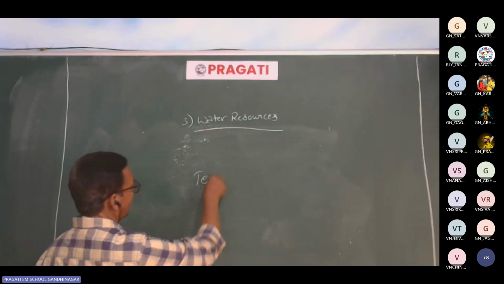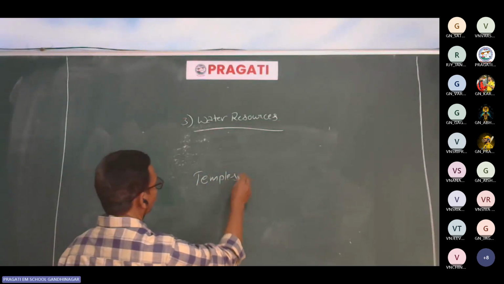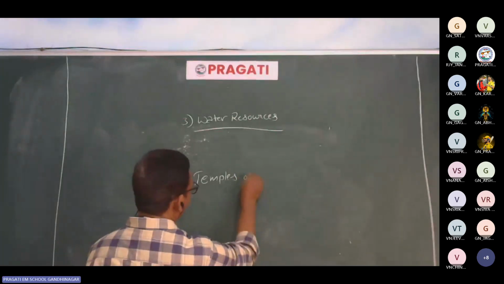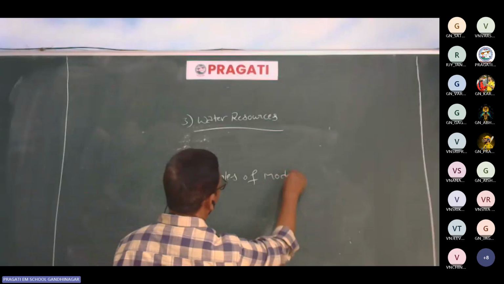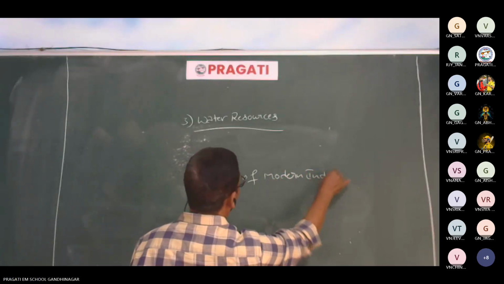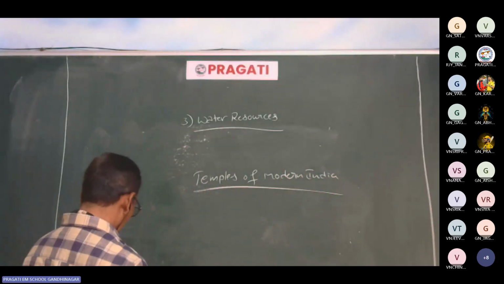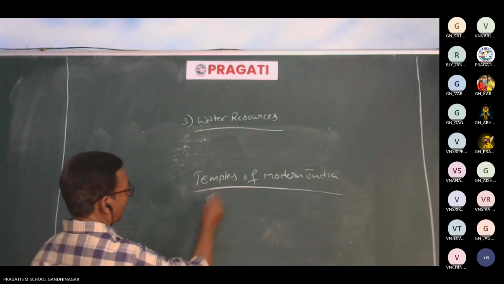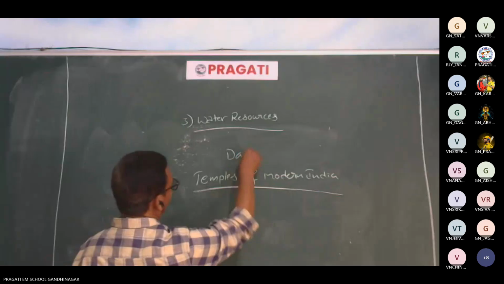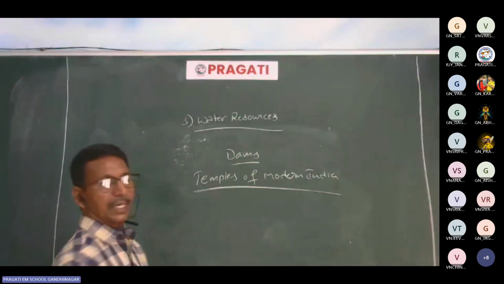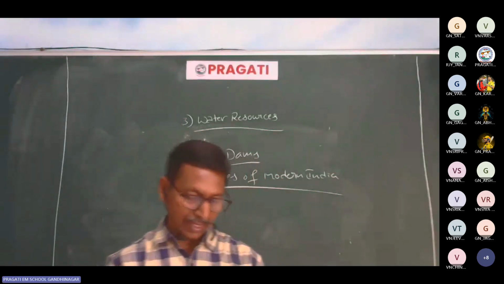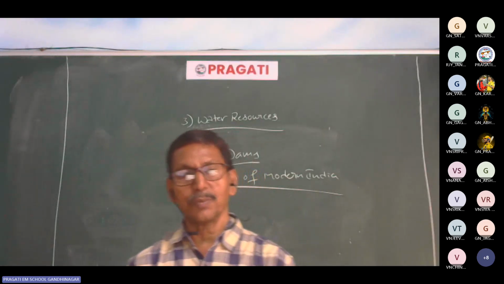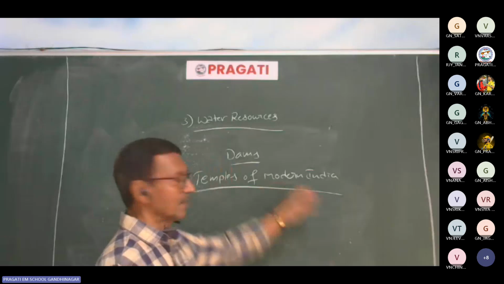Temples of modern India. Which one? I mean, reservoirs, dams. Dams are regarded as temples of modern India. Okay. It is cited by Jawaharlal Nehru. How? Because they provide a number of purposes.